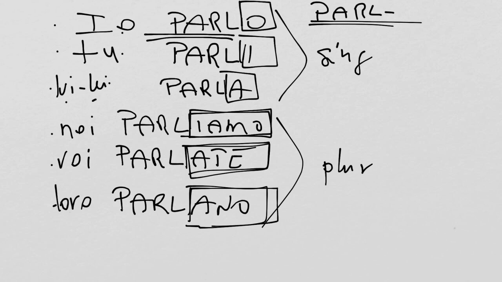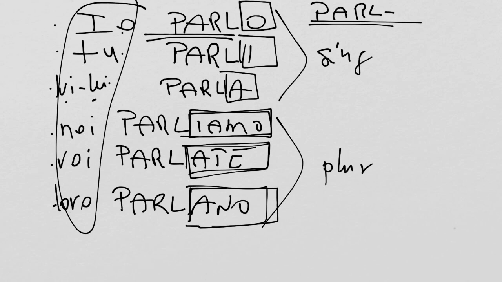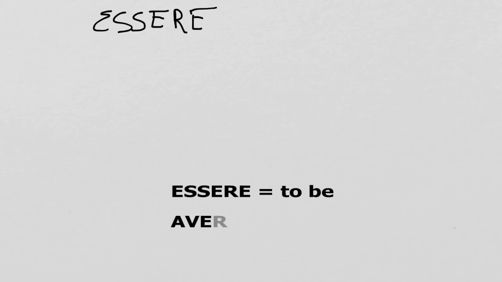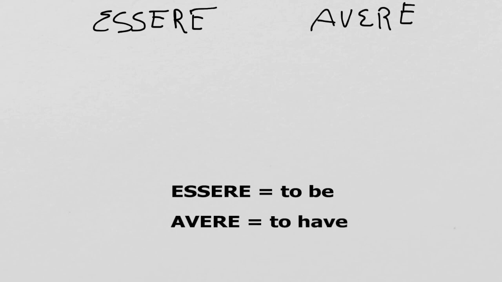Now, since each person can be identified by the ending, very often speakers or writers leave out entirely the subject. They don't say io parlo. They simply say parlo, or parliamo, or parlano. The reader or the listener automatically knows who is doing the talking because it is in the form of the verb itself. Let's look now at the very first two verbs that you will encounter when you study Italian.